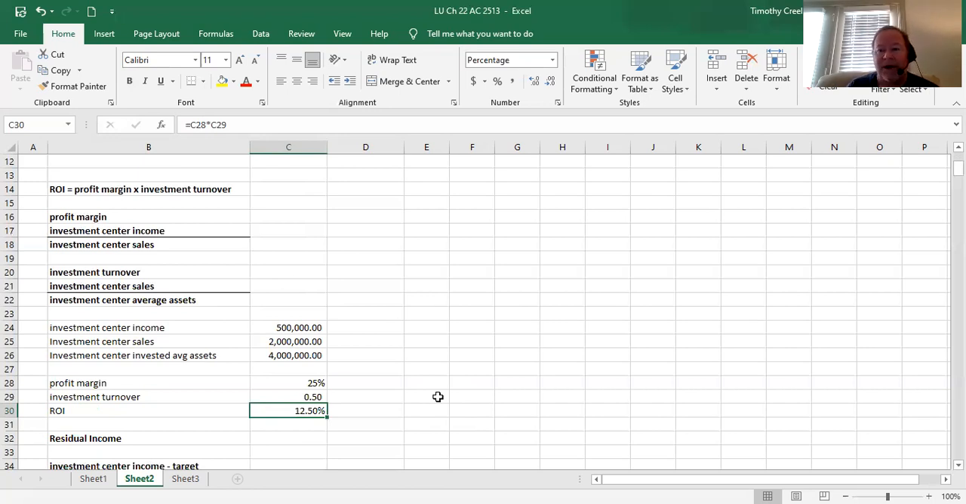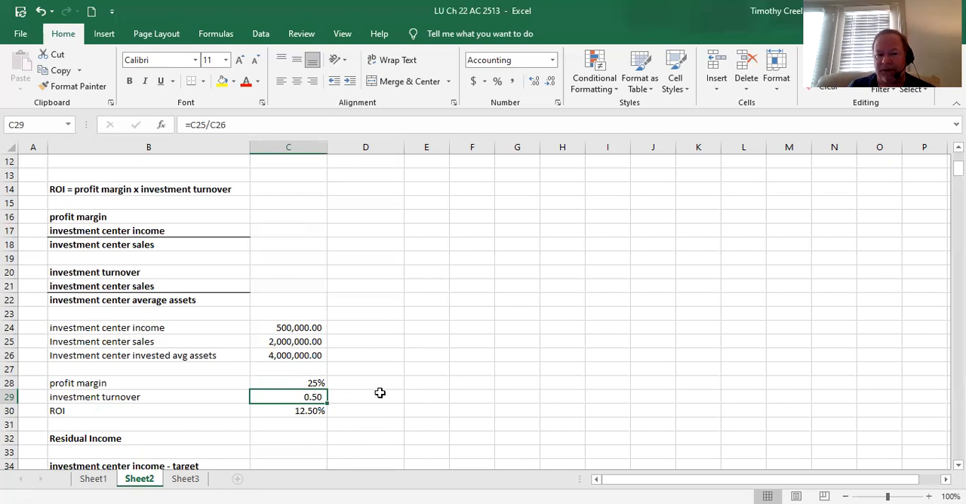If ROI is a little low, a lot of times this will help you find out why or where it's low. So in this case here, if I were evaluating this, I would say a 25% profit margin is pretty good. I don't think the issue here is the profit margin, but the investment turnover only generating about 50 cents in sales for every dollar in invested assets, that could be a little low.